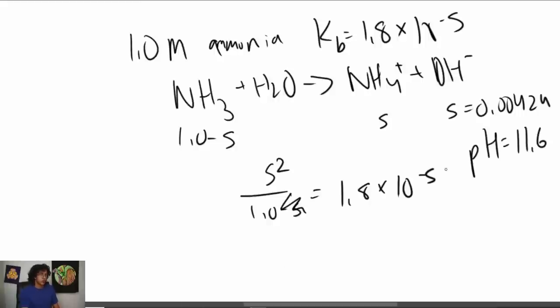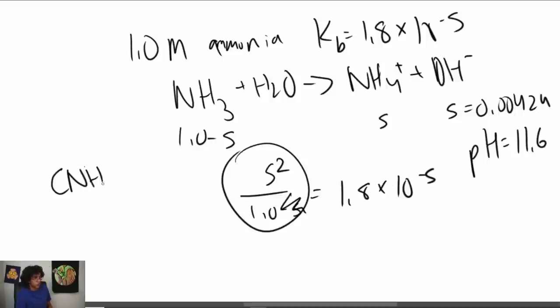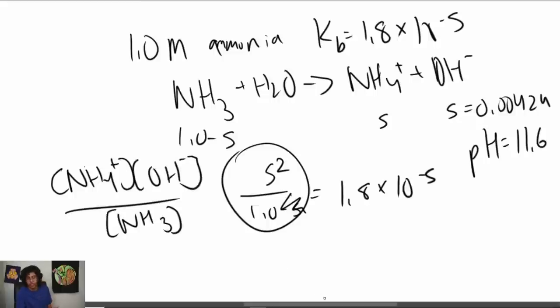All right, very cool. Sorry I didn't explain this part very well, but basically you just want the reaction quotient, right? NH4+ times OH- over NH3 to equal your equilibrium constant, right? Because that's the definition of the equilibrium constant. This should equal the equilibrium constant at equilibrium.